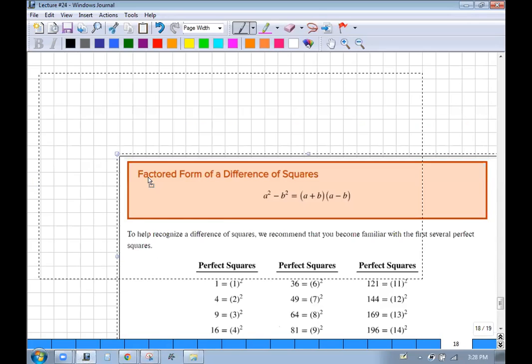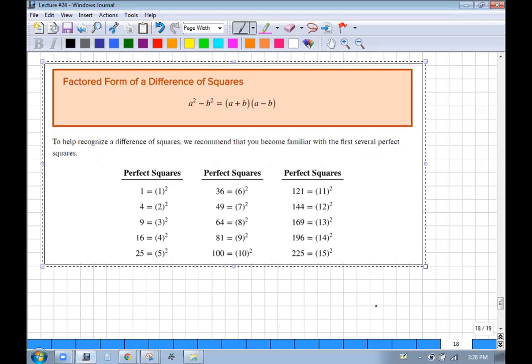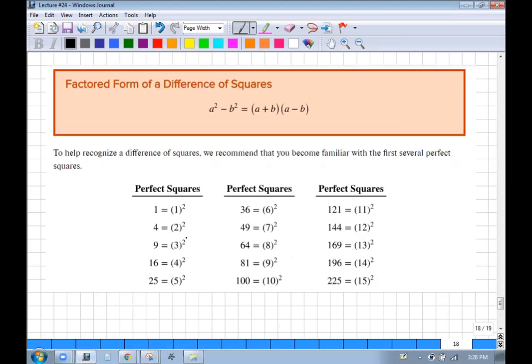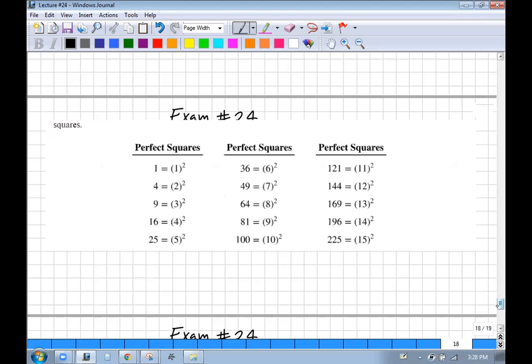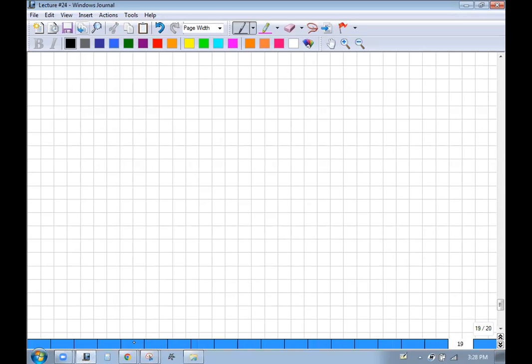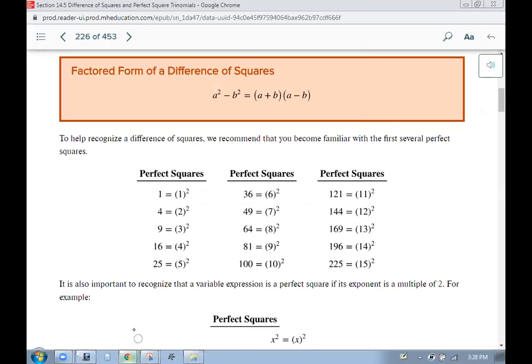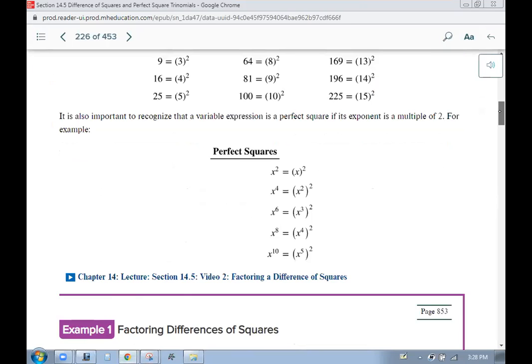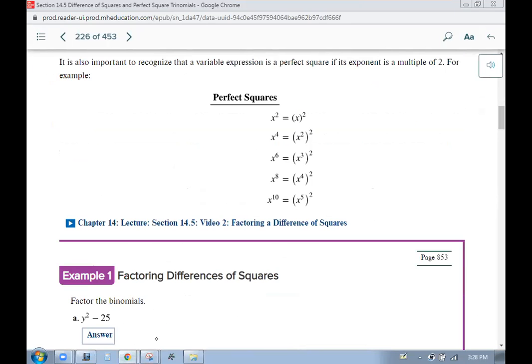So factored form of the difference of two squares. So think about your numbers in the perfect squares. 1 squared is 1, 2 squared is 4, 3 squared is 9. So if you see these numbers, then you know, oh, I can use the difference of two squares rule. Really, you can do it with any number, but then you'd end up with square roots. Right? And same thing goes with the powers of x's.